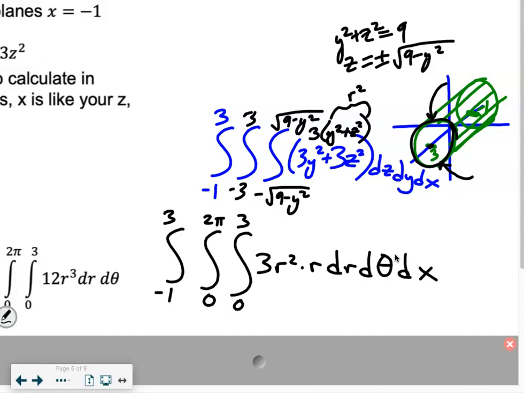On the board, I had converted y to r cosine theta and z to r sine theta. But it doesn't matter, because once you square, the cosine squared plus sine squared goes to 1, and you're just left with the r squared. Normally you would put z first, but I had x at the end here, so I just kept it. You're right, you could put the x first. It doesn't matter because it's constant limits anyway.